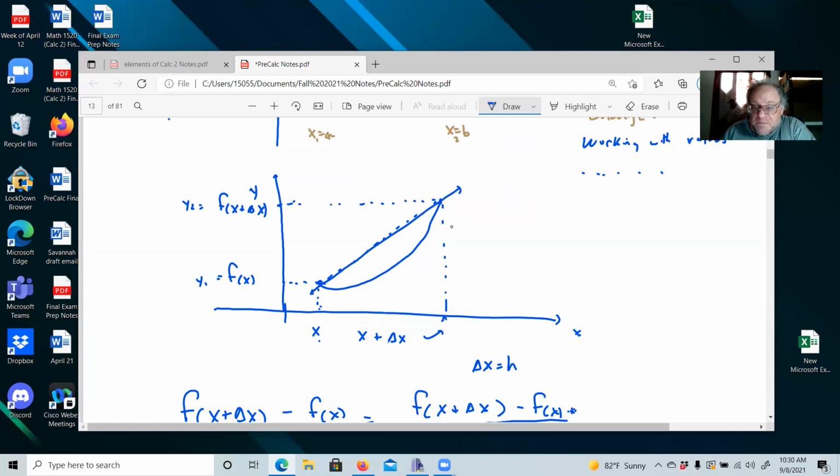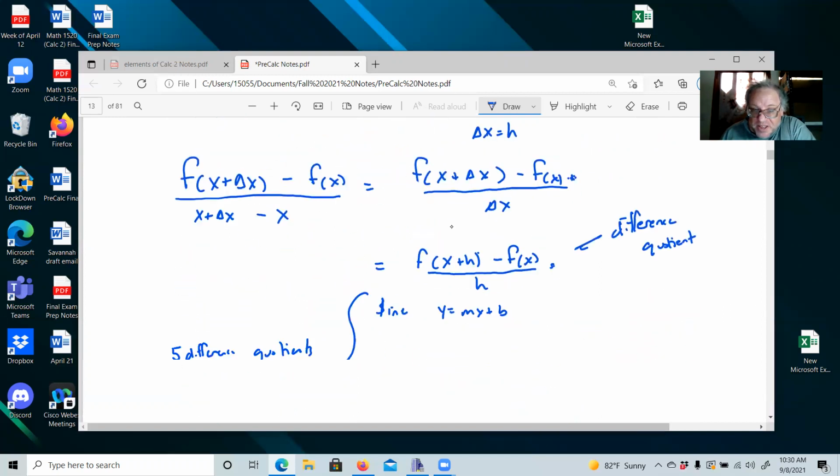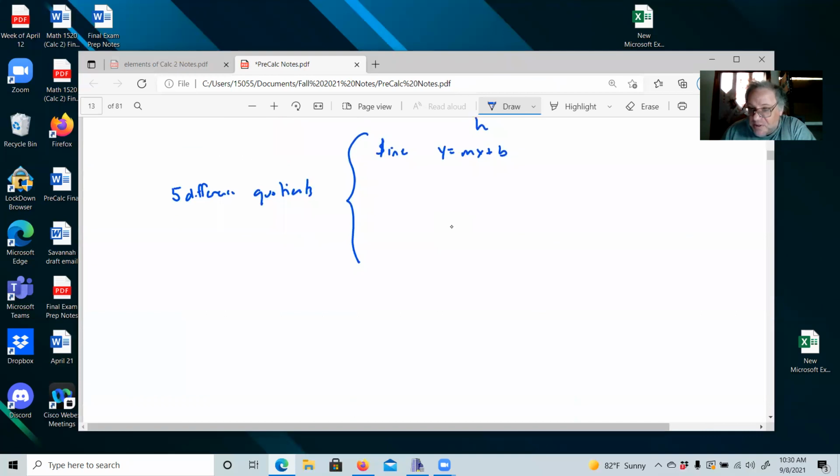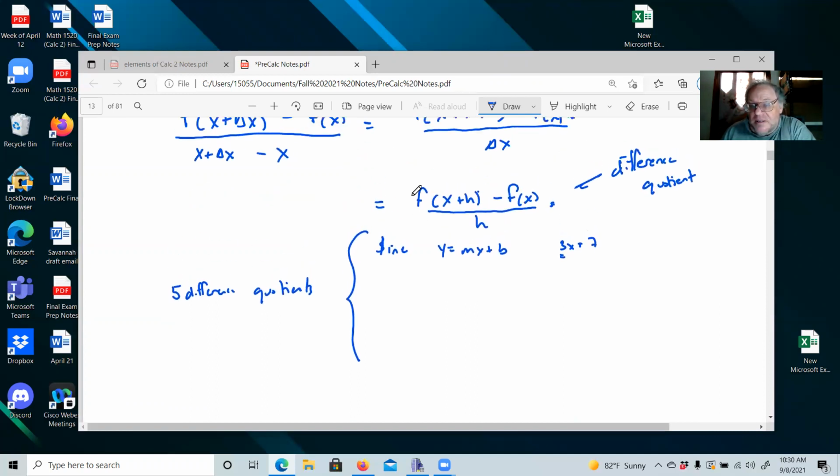So remember, the formula we got this from is the slope one. If I give you a line and ask what the difference quotient is for something like 3x plus 7, do you have to go through this? No. The answer is 3. Slope. Okay. Quadratic.